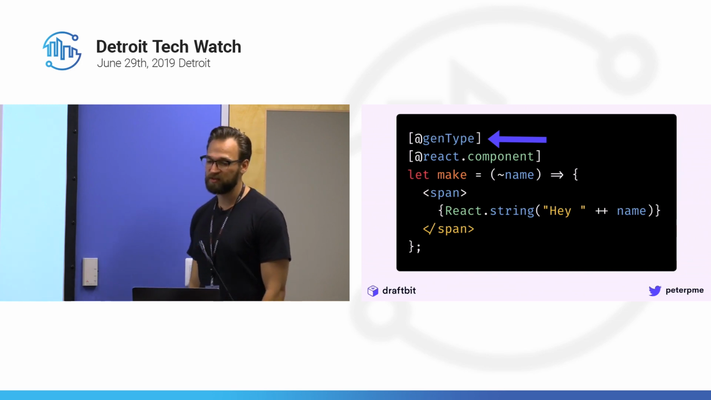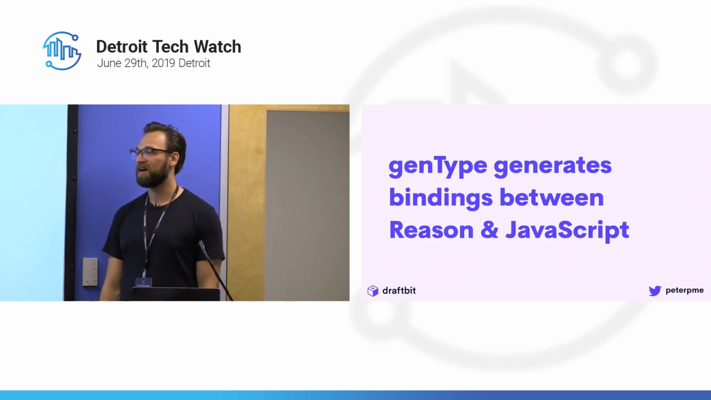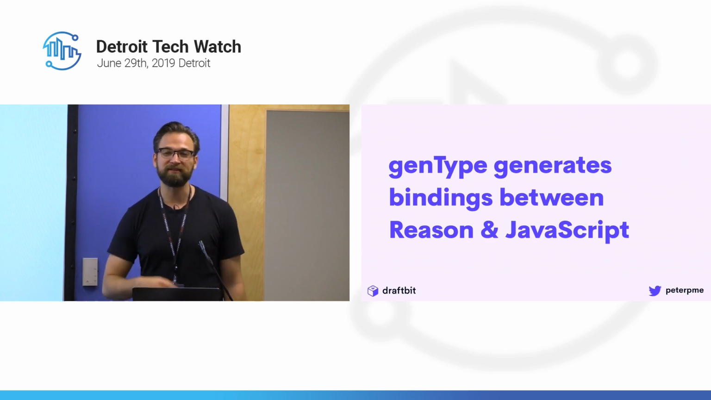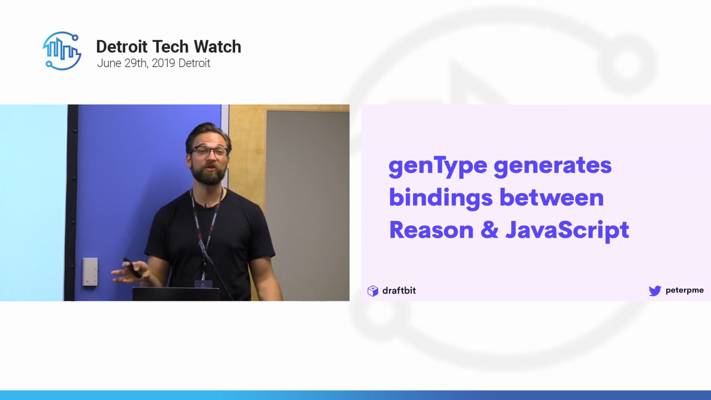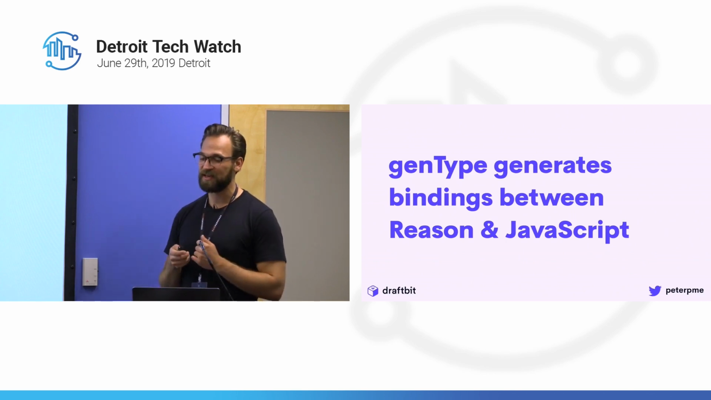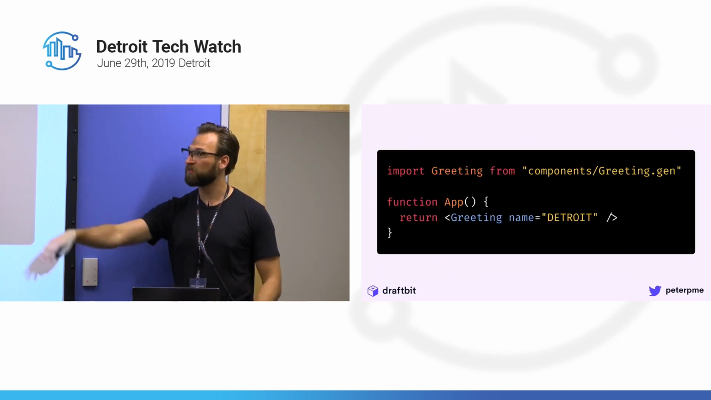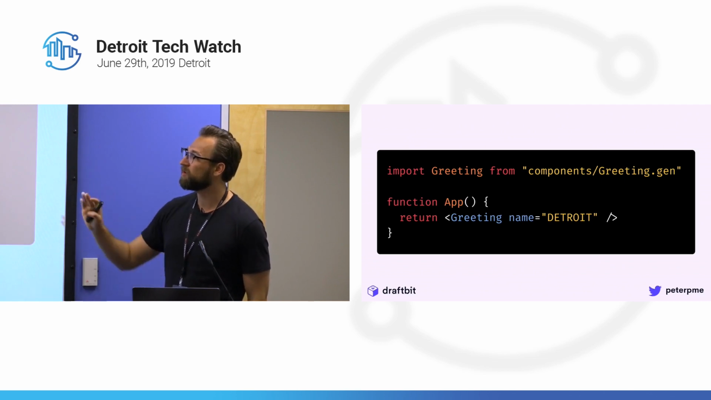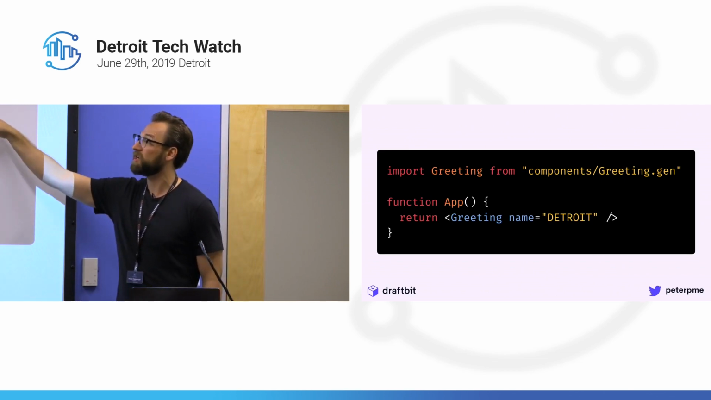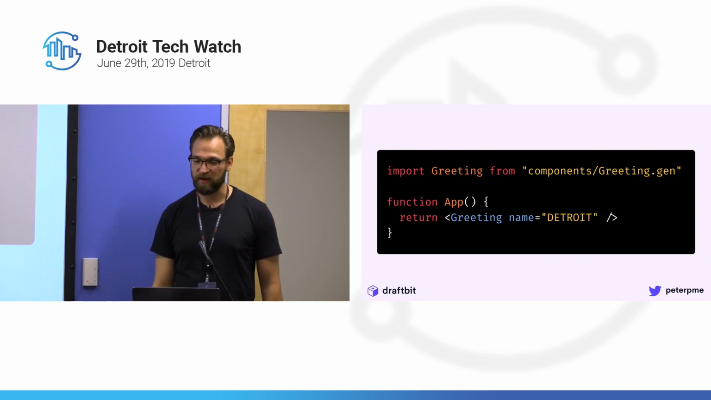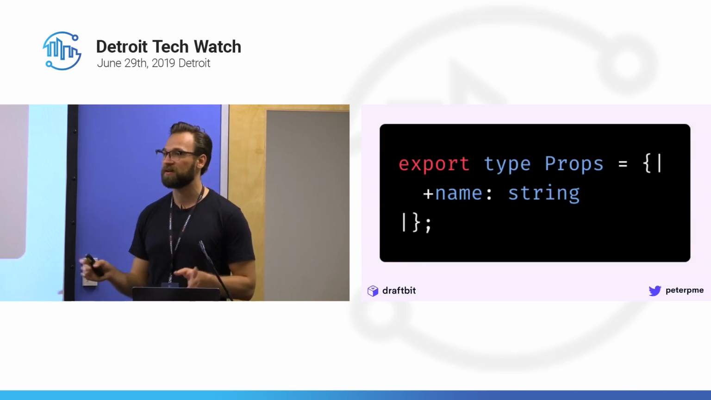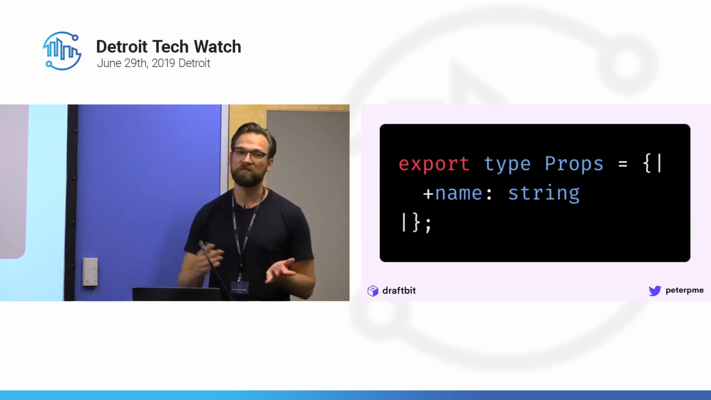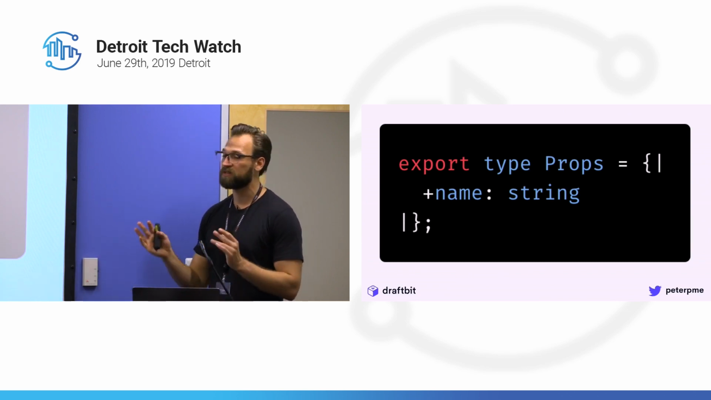Anyway, another amazing feature is gentype, right? So gentype allows you to generate bindings between Reason and JavaScript. So let's say you're super into Reason, but your coworkers aren't. Fuck them. You know, you do your thing, give them the TypeScript types that they like, and they just import the file this way, right? So it looks exactly the same, except it's got this .gen thing. Anyway, it supports both flow type and TypeScript, and it generates like perfect bindings. Features that you never even knew about in Flow or in TypeScript, it just does that automatically.